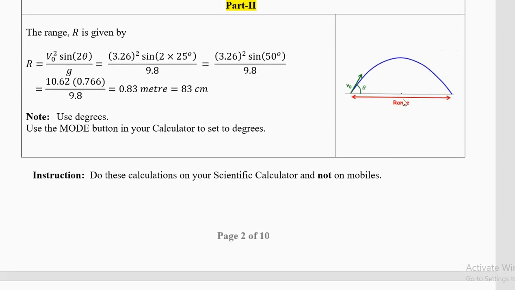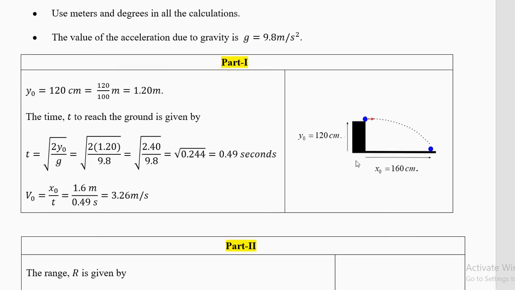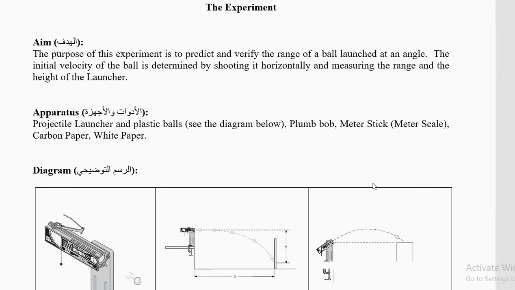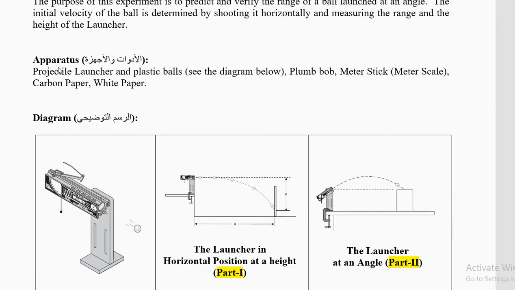Now the range. Range is this red line, the final distance where the ball falls. That is given by v naught square sine 2 theta by g. We'll fix the angle to be 25 degrees. Even the height will be fixed. Only this distance x will change a little bit in your experiment, and I'll show you how. The aim of this experiment is to predict and verify the range of a ball launched at an angle. The initial speed is determined the way we have done it in the problem, and by measuring the angle and the height.